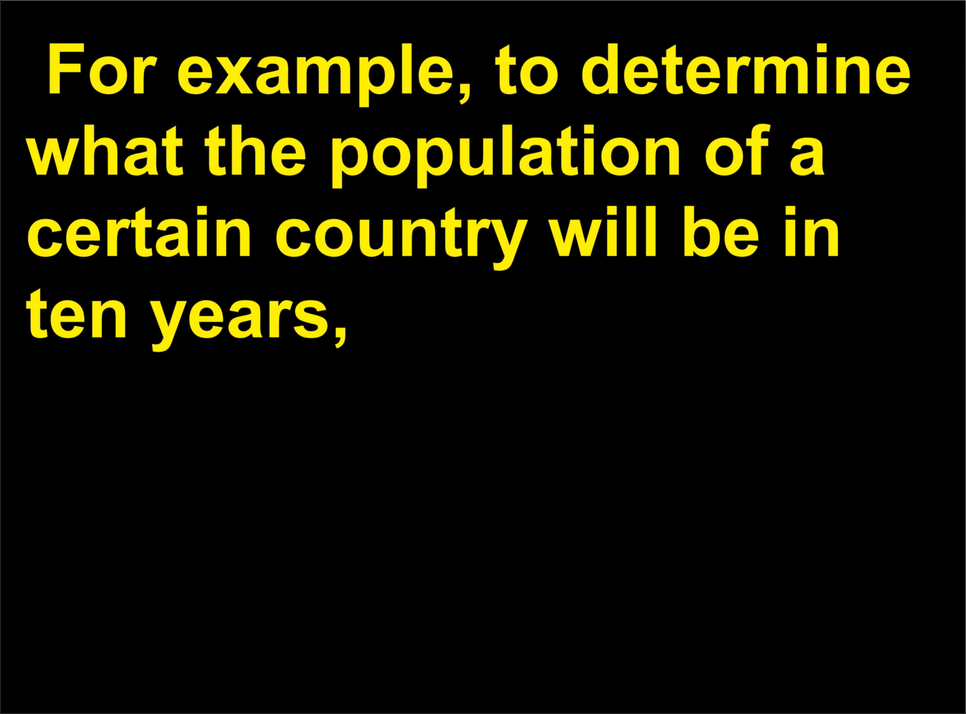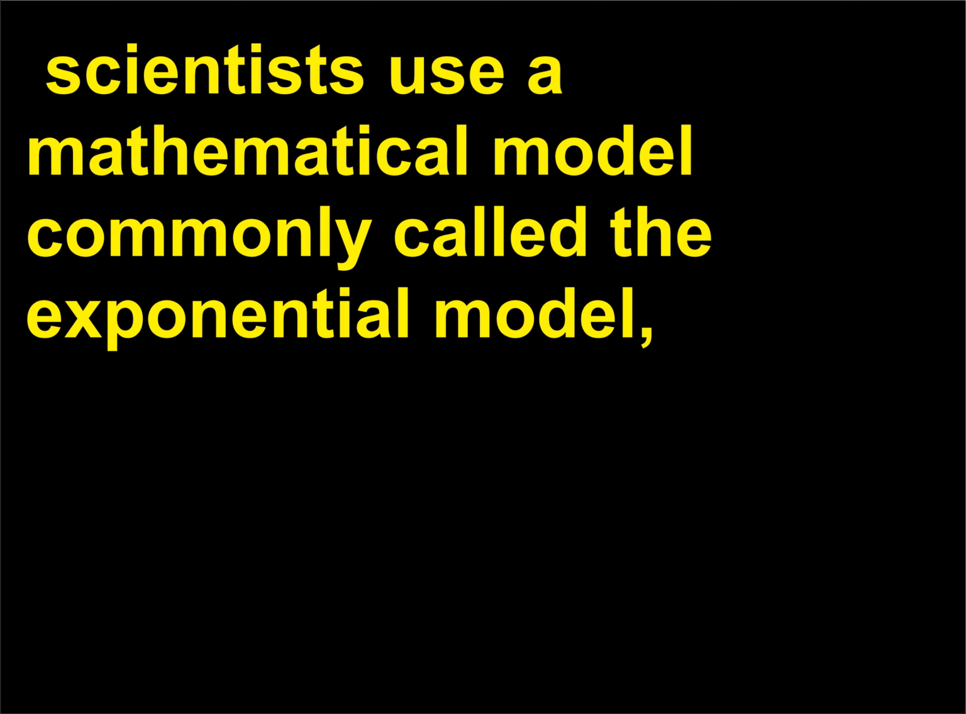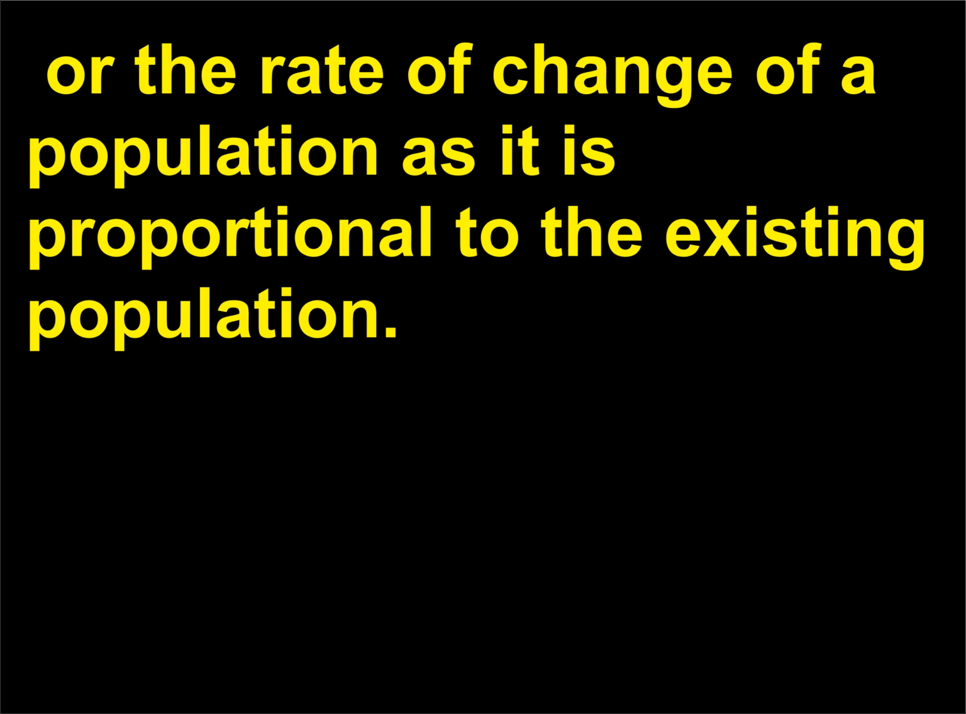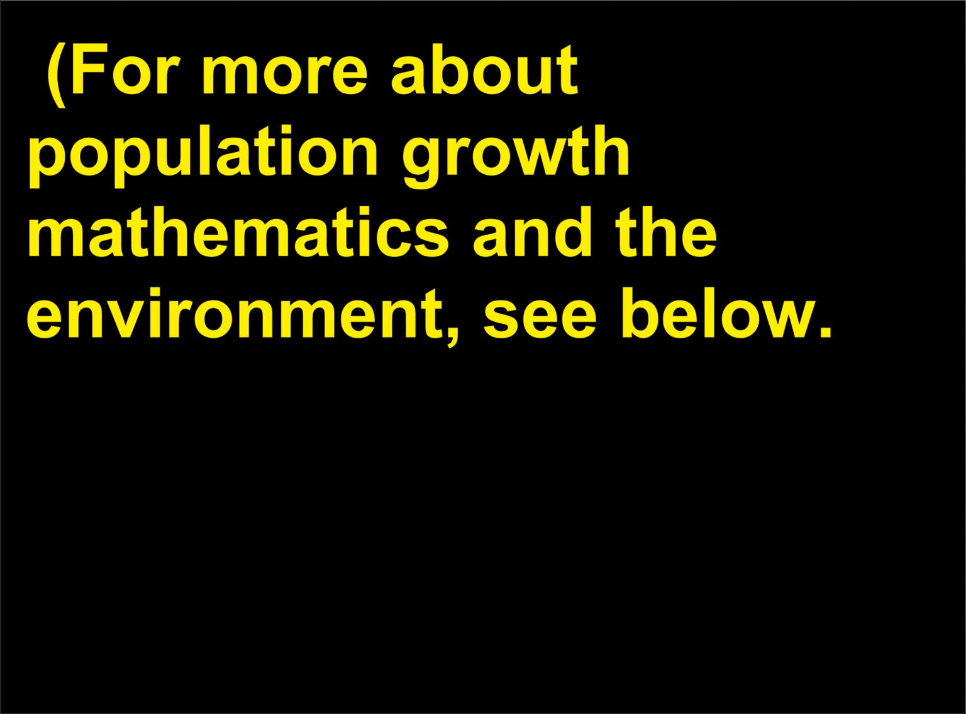For example, to determine what the population of a certain country will be in 10 years, scientists use a mathematical model commonly called the exponential model, where the rate of change of a population is proportional to the existing population. For more about population growth, mathematics and the environment, see below.